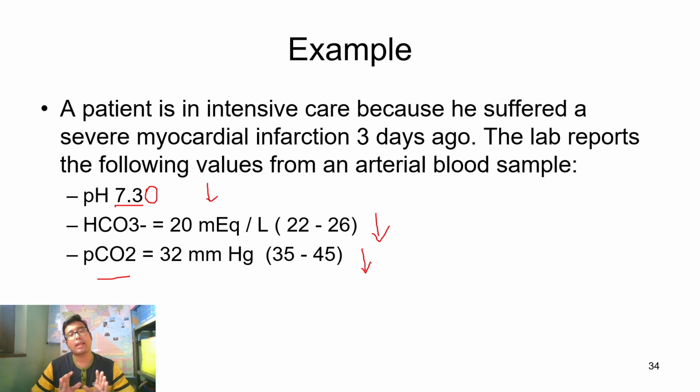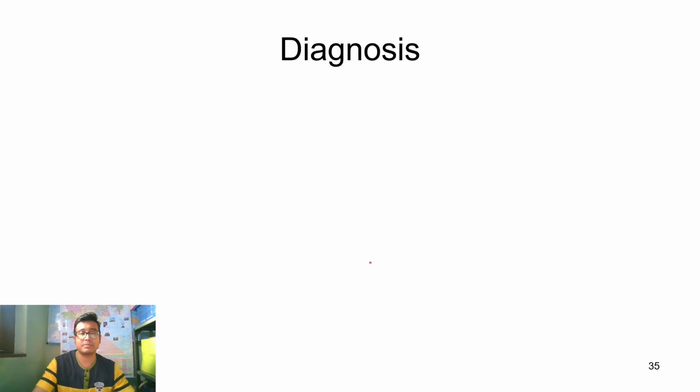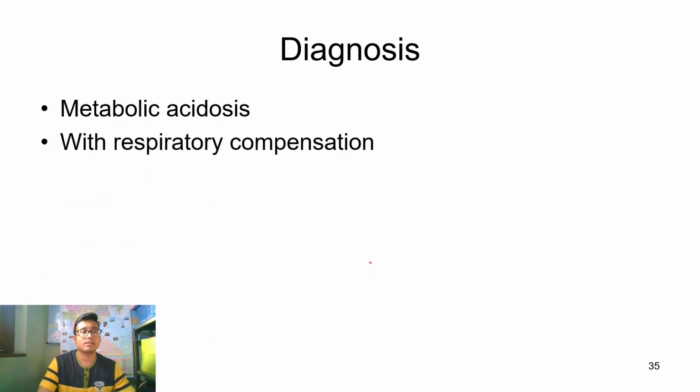So I give you 5 seconds to diagnose this. 5, 4, 3, 2, 1. pH low, acidosis. Who is causing this? PCO2 is inversely related, so it is not causing. Bicarbonate is directly related, so it is caused by bicarbonate. So metabolic acidosis. So what's the reason PCO2 is low? It's compensating. So metabolic acidosis with respiratory compensation.